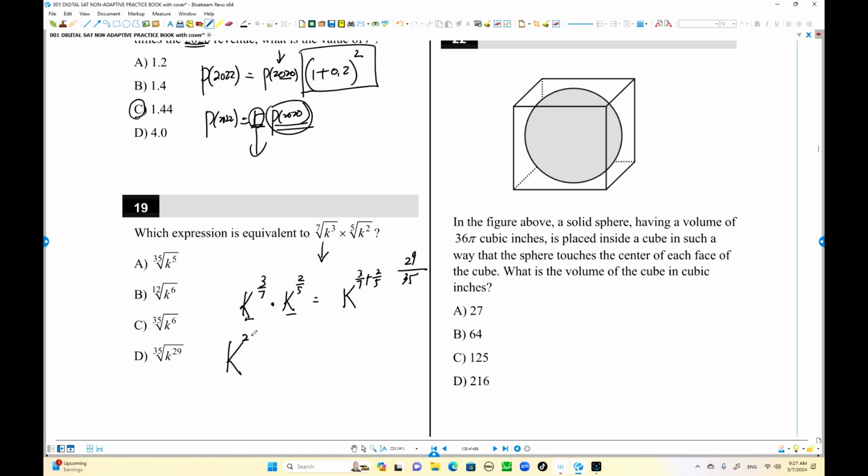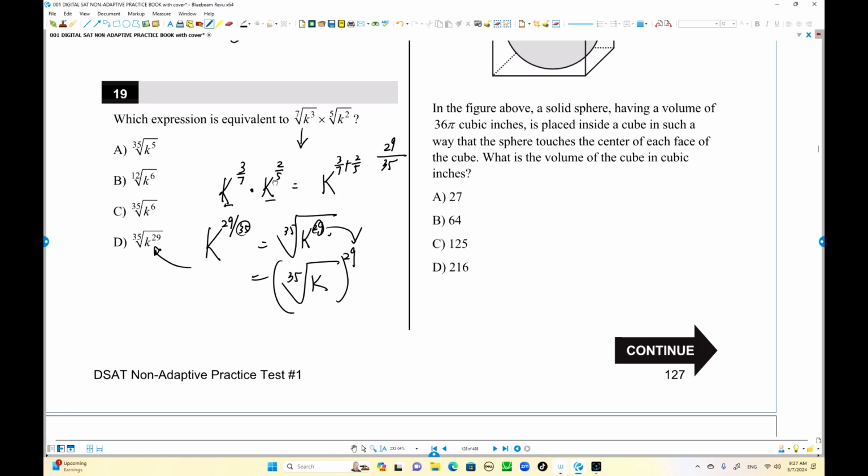So now we're going to go back to radical form. 35 is the index number, and inside is K to the 29, okay? Or you can use this one too, the 35th root of K to the 29. Outside, this number can already move out, right? Okay. That is number 19.